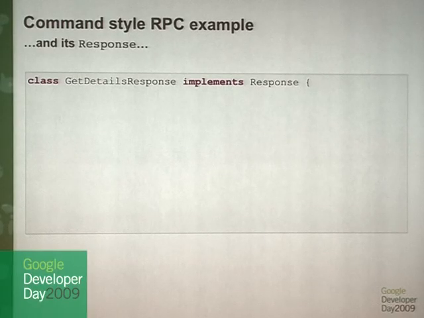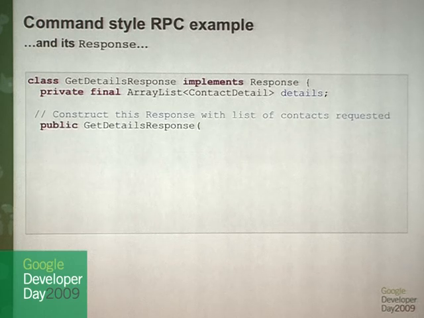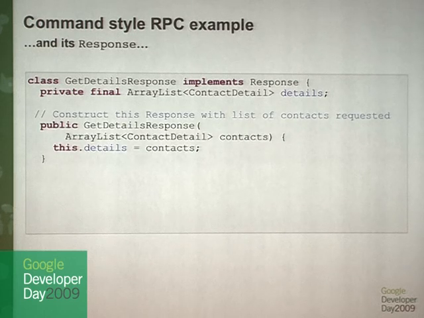So let's look at the response. Looks very similar. Get details response. I have some details. On the server, I have a constructor, so I can put the details in. And then on the client, when I receive the response, I need to pull the details back out. So it's very straightforward. We just have a message going that way and a message coming back.